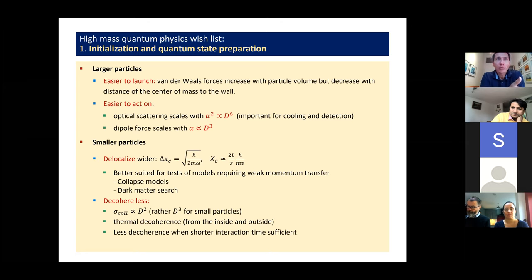And this wide delocalization is also better suited for everything that needs very weak momentum transfer, which is dark matter search, collapse models, anything where you want to be very sensitive to very long wavelength perturbations. And of course, the decoherence would be much reduced for lower masses, but we need to put it in anyway.